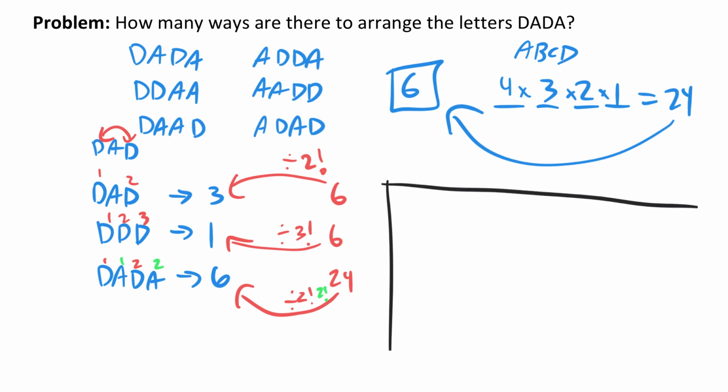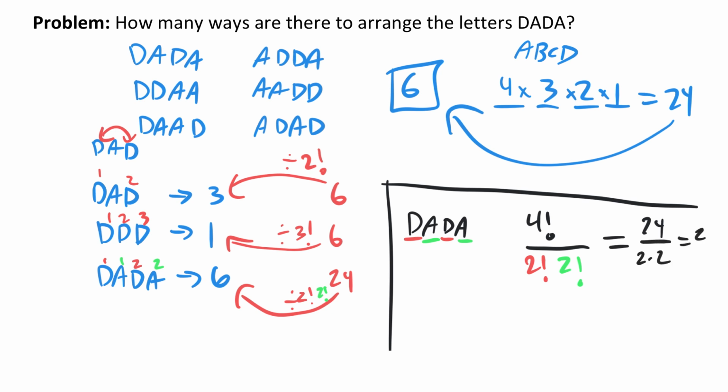If we have a word, DADA, the way we find the number of arrangements is we start with 4 factorial because there's 4 letters: 4, 3, 2, 1. Then we divide by the 2 D's and we divide by the 2 A's. That works out to 24 divided by 2 times 2, 24 divided by 4, which works out to 6, which is exactly what we found by actually writing them all out.